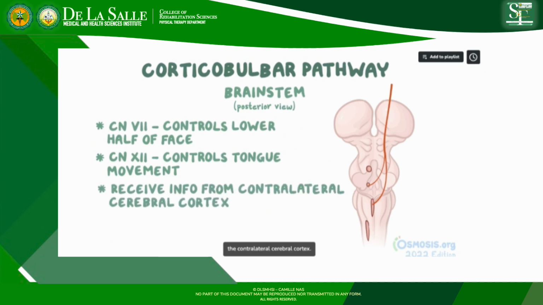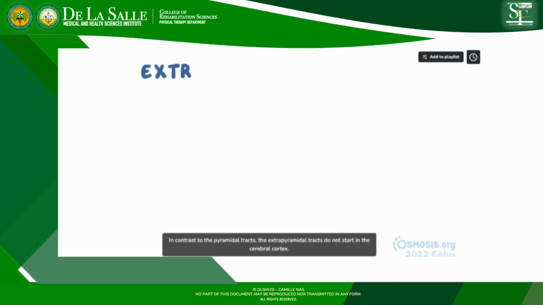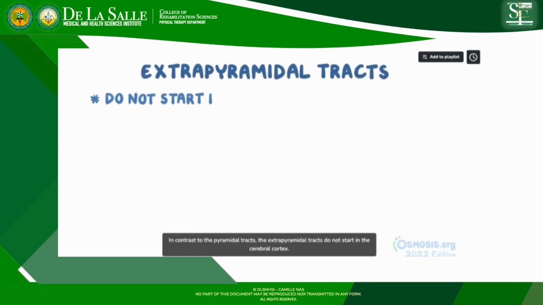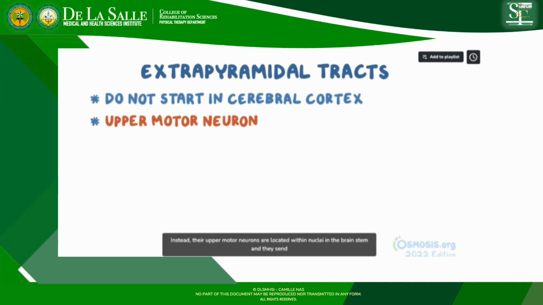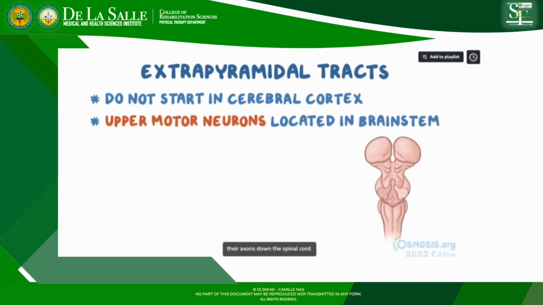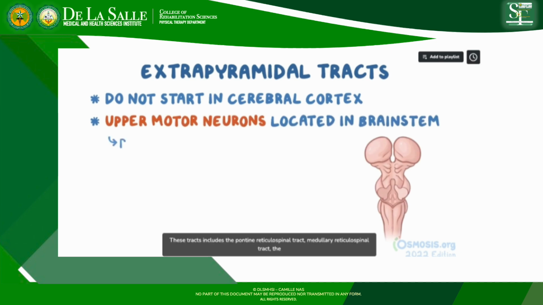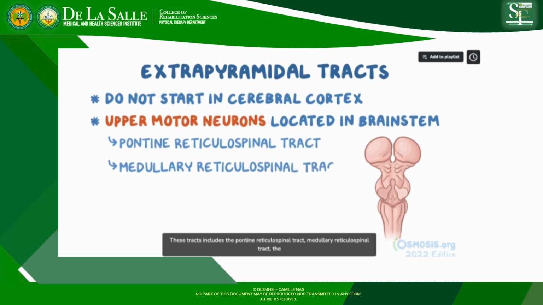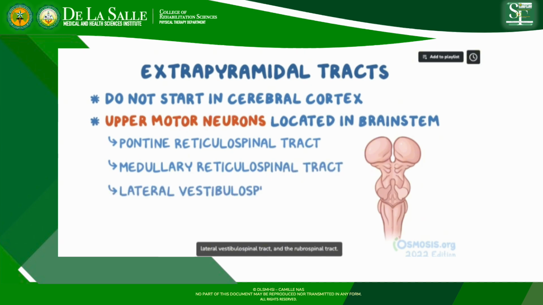In contrast to the pyramidal tracts, the extrapyramidal tracts do not start in the cerebral cortex. Instead, their upper motor neurons are located within nuclei in the brainstem, and they send their axons down the spinal cord. These tracts include the pontine reticulospinal tract, medullary reticulospinal tract, the lateral vestibulospinal tract, and the rubrospinal tract.